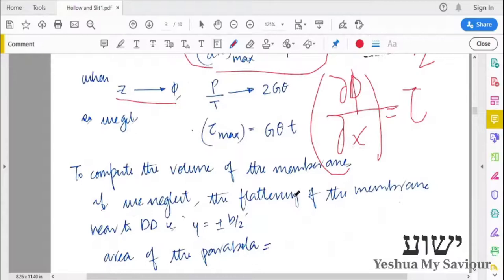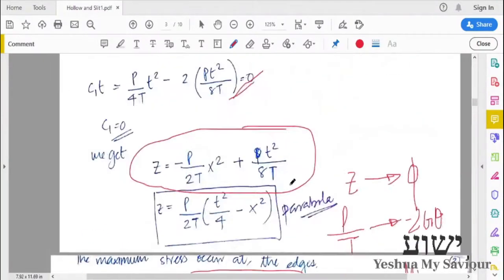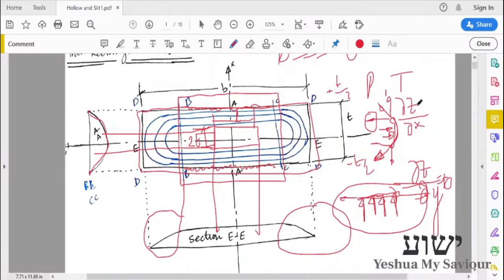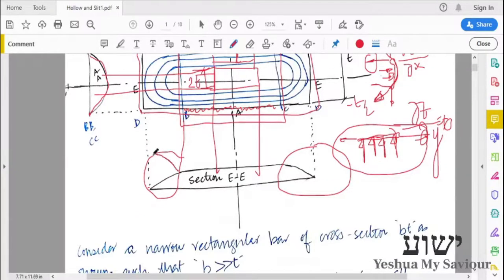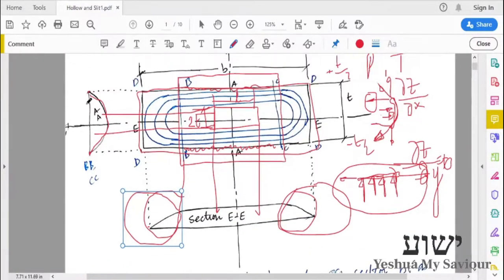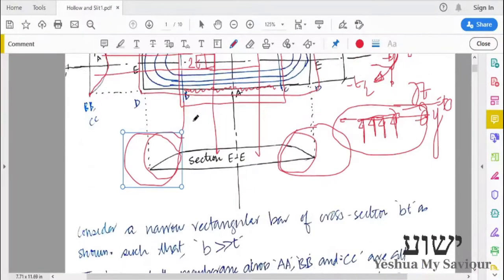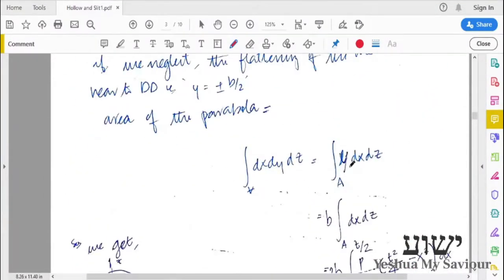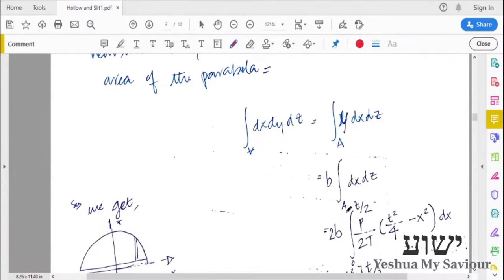To find the volume under the membrane, we assume that there is no pinching here. We assume that this is a very long sheet, or a very long bar, and there is no pinching. If I assume that, we can say that the volume under the membrane is the area under this parabola multiplied by the total length. That's what I have written here. So the volume is given by b into the integral over the area dx dz.